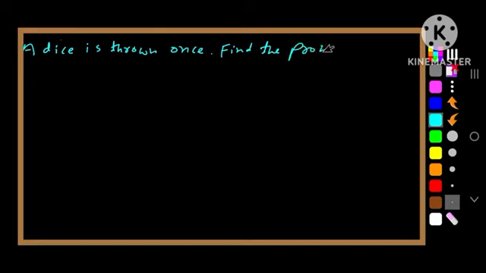The first question is, a dice is thrown once. Find the probability of getting a composite number.